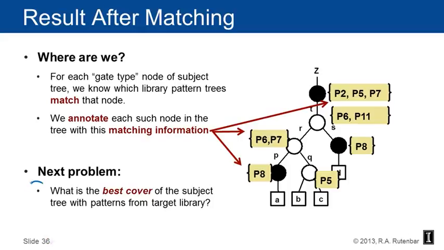Now we get to the really interesting part of this algorithm. What's the best cover? There are many ways of choosing from all of the gates that can be located and matched inside the subject tree. How do you pick the one that has the least total cost that's still structurally correct? That's where we get another very pretty recursive algorithm. So let's go talk about that.